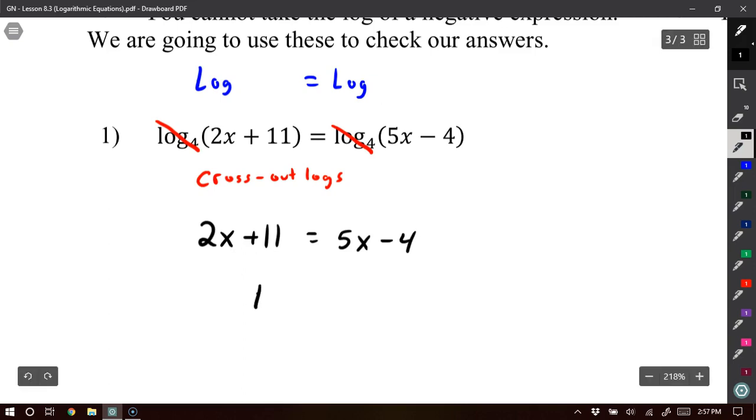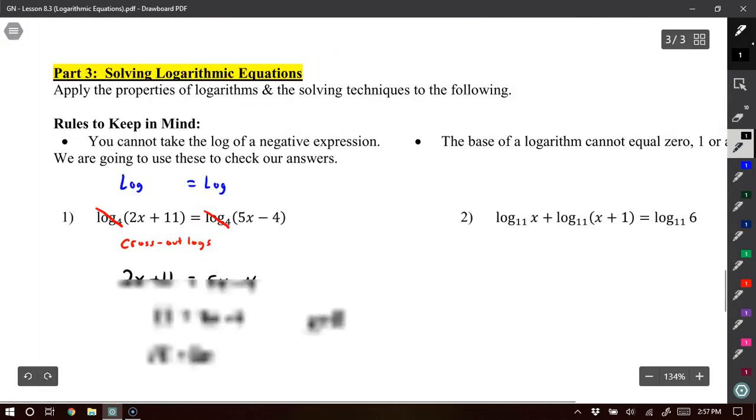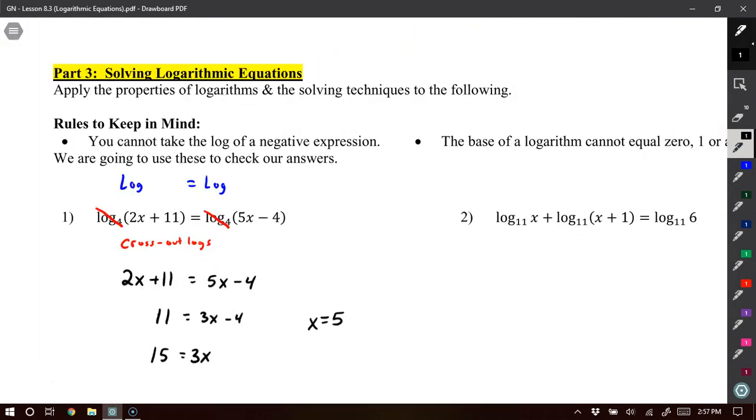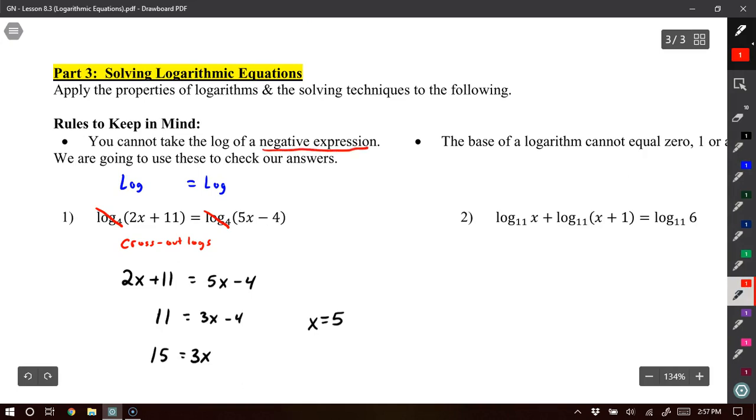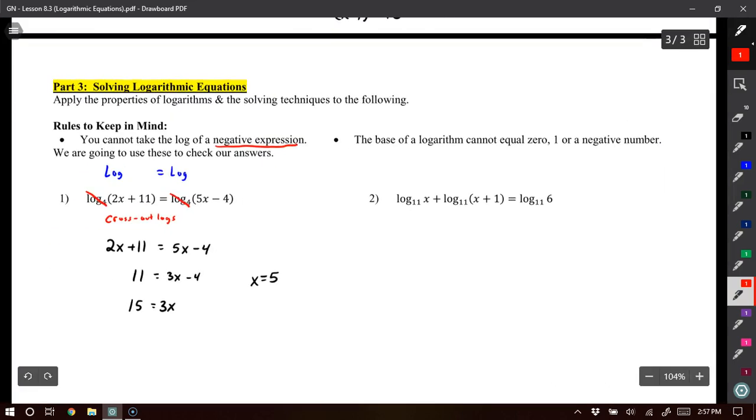So I would subtract the 2x. That would give me 3x minus 4. I would add the 4. 3x equals 15. x is 5. Now before I box it, and before I say, sweet, I'm done, I'm going to go back to this part. You cannot take the log of a negative expression. And you cannot take the log of 0 or a negative number. And the base cannot be those.